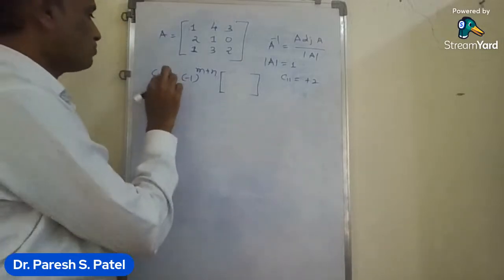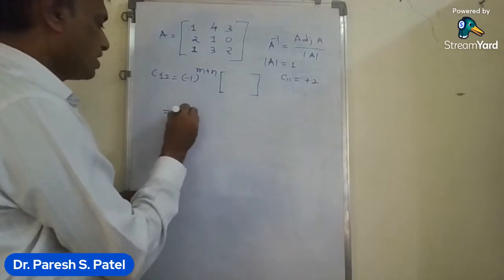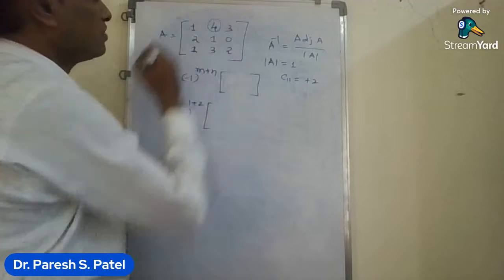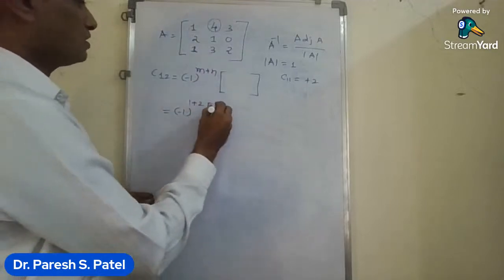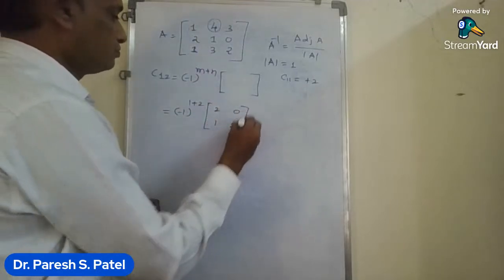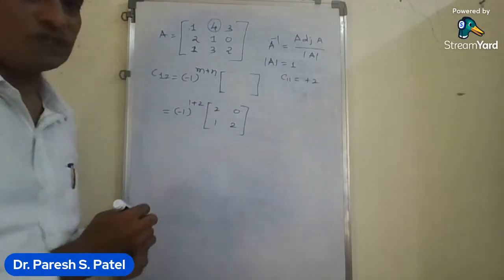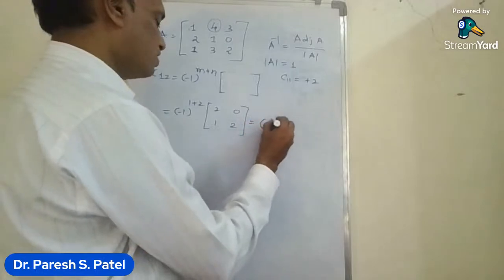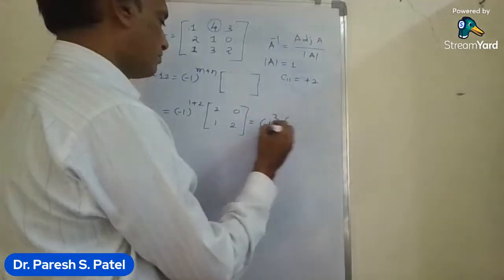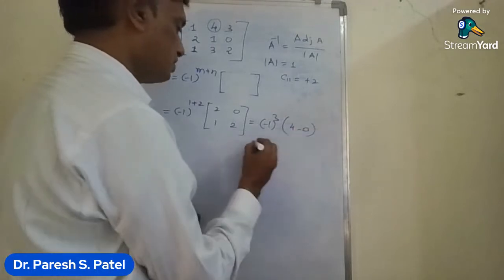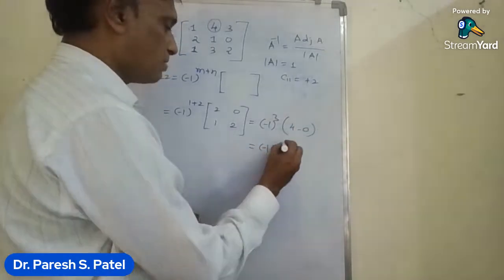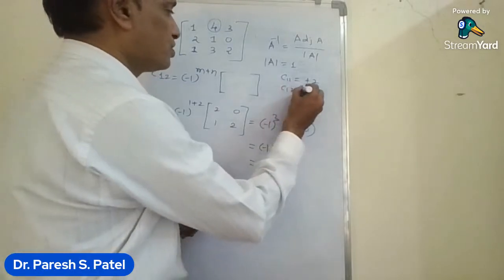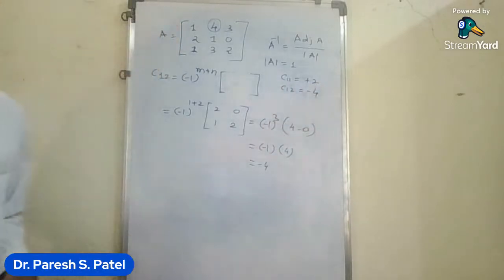Similarly, if you go for C12, it is minus 1 raised to 1 plus 2. The remaining values are [2 0; 1 2]. This is equal to minus 1 raised to 3 times (4 minus 0). Minus 1 raised to 3 is equal to minus 1, and 4 gives minus 4. So the value for C12 is equal to minus 4.